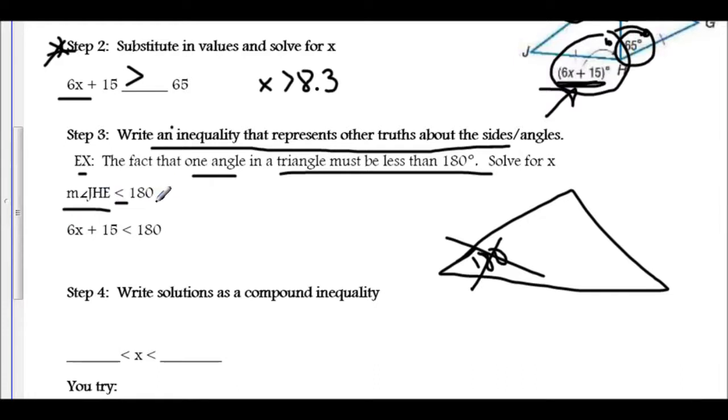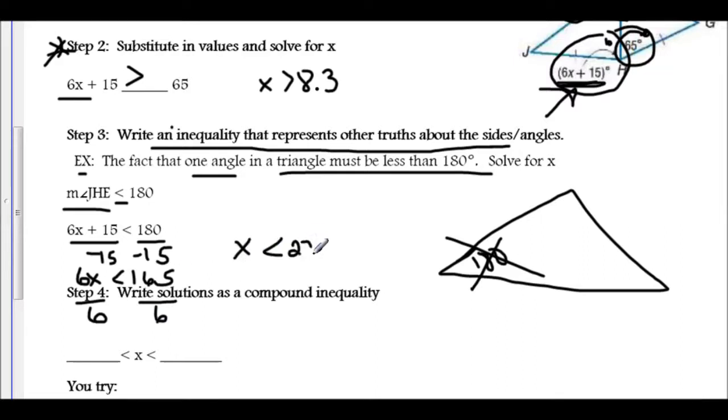So we set up the inequality. Measure of angle JHE is less than 180. And JHE was 6x plus 15. That has to be less than 180. So I'm going to subtract 15 from both sides of my inequality. And I get 165. So 6x is less than 165. I'm going to divide both sides by 6. So I get x is less than 27.5.